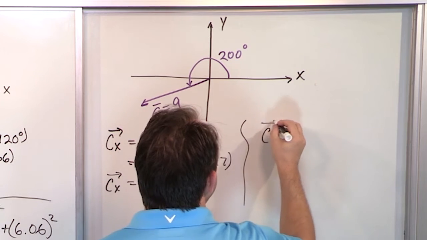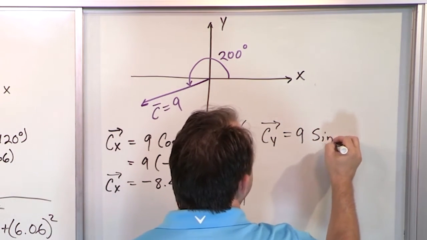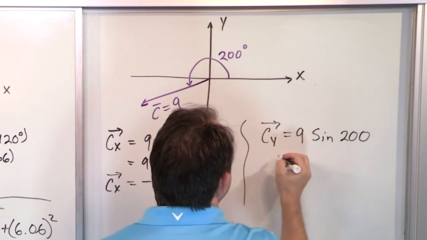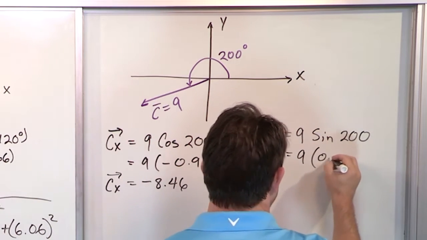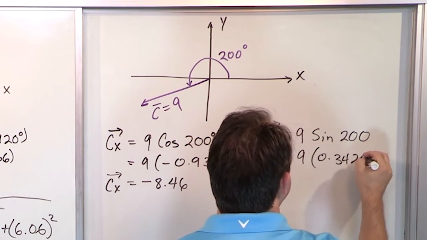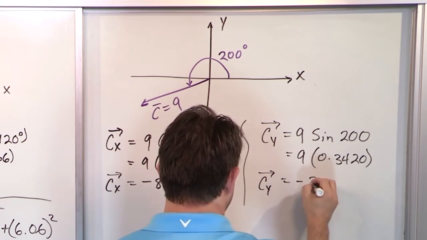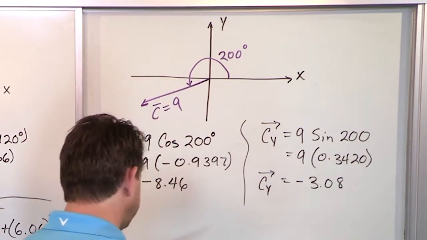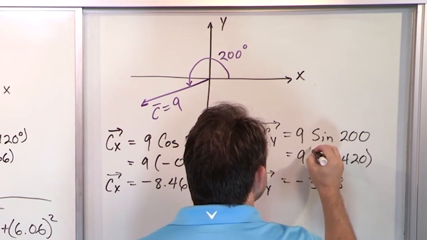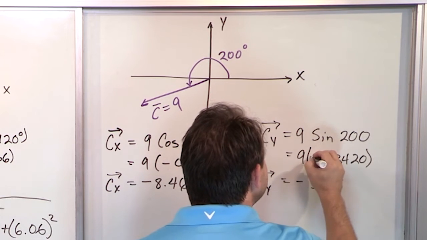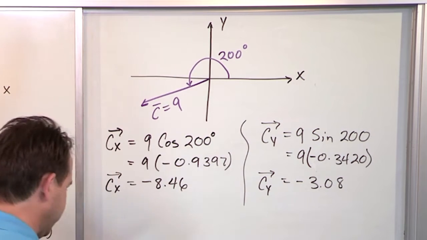Now, the y component is what? 9 times, and to chop it in the y direction, it's the sine of 200. All right? So when you take 200 and you take the sine of it, you get 0.3420. And so the y component is going to be equal, when you multiply by 9, negative 3.08. Actually, there's a small mistake here. I just didn't copy it in from my notes. You take the sine of 200, it's negative 0.3420. So when you multiply it, you get negative 3.08.